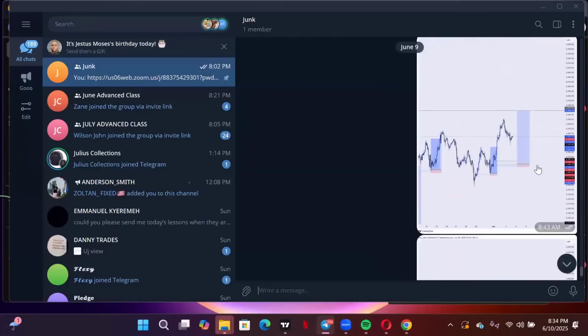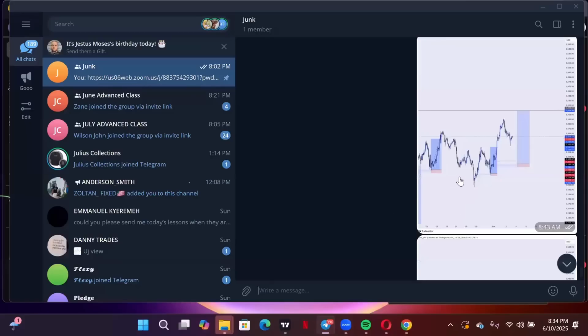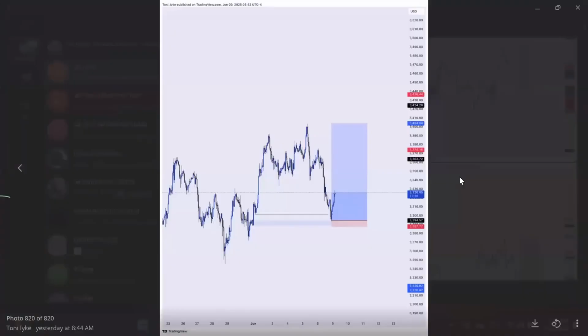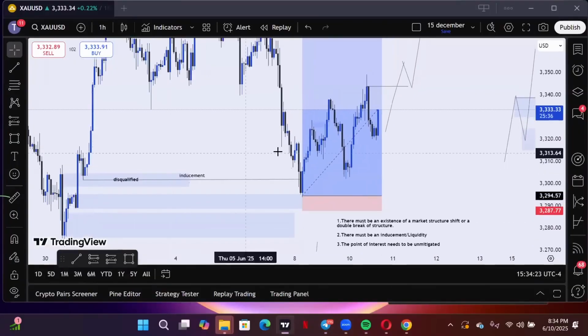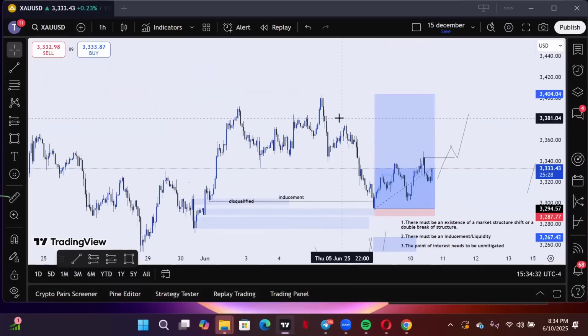This was the setup. Simple thing: price, structure shift, inducement, and a point of interest that follows all those four rules correctly. This was the before. This was when the market hits the POI. And this is the trade currently running in profit now. And there was no drawdown, not a single one. It just hit the POI and started reversing up immediately. So that is how I was able to catch this buy that gold is currently on for this week.